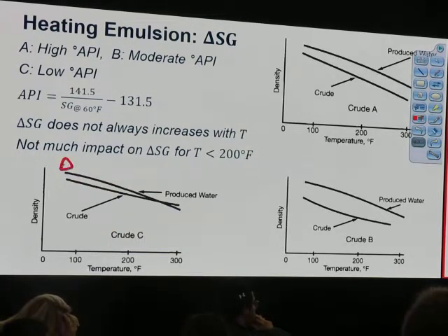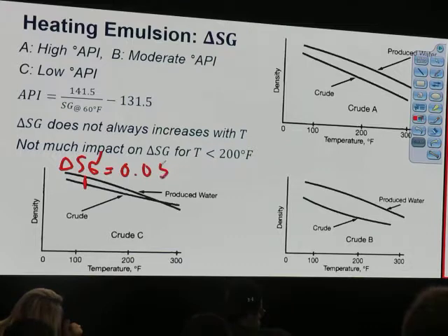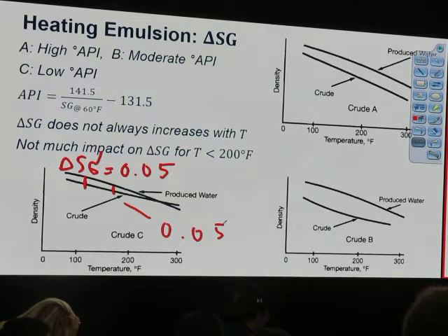Delta SG at that point equals 0.05. Okay. Delta SG at that point is also 0.05. Heating didn't help at all? Heating the emulsion, does it help in the separation? No. Who wants to say it like that? Yeah, very good, very good. It's wrong, man.